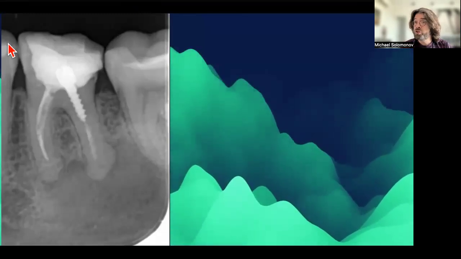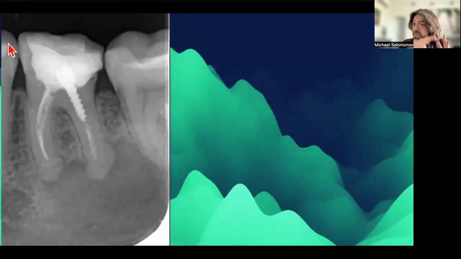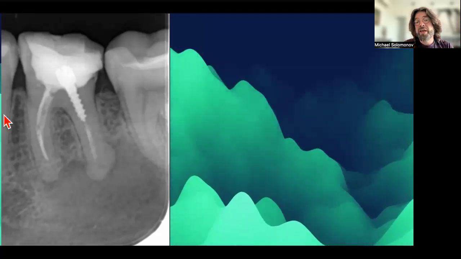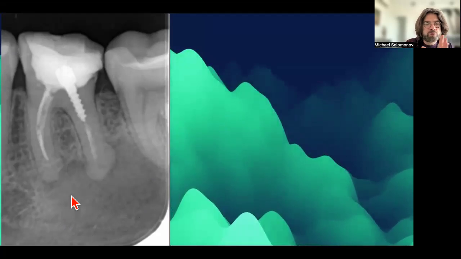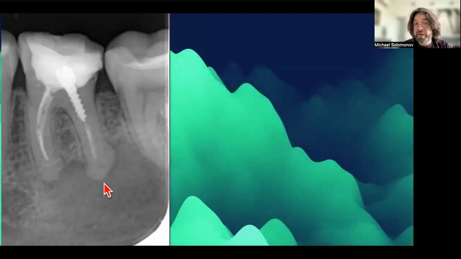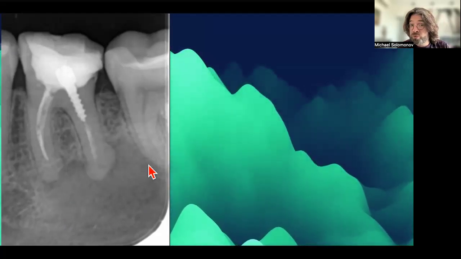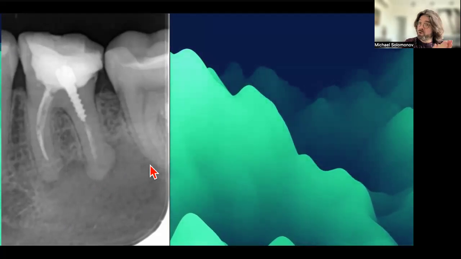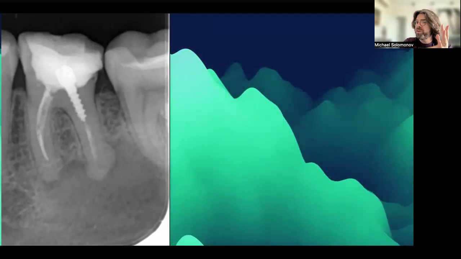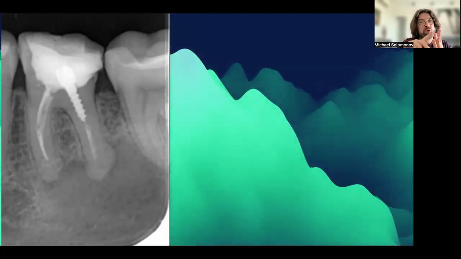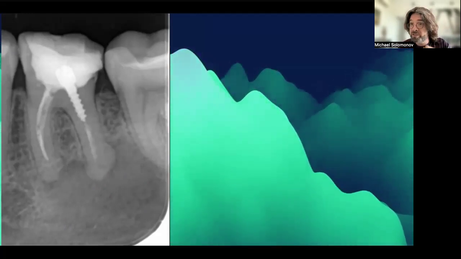On my examination: percussion negative, palpation negative, no pocket, no sinus tract, and we can see some radiolucent area without a clear border. We can see that it goes to tooth number 37, and of course I also examined tooth 37: percussion negative, palpation negative, no pocket, no sinus tract, cold test positive.